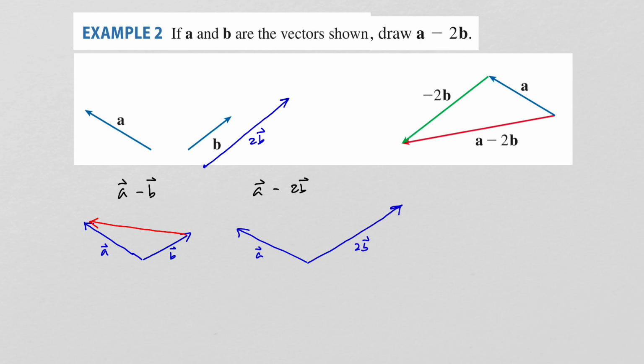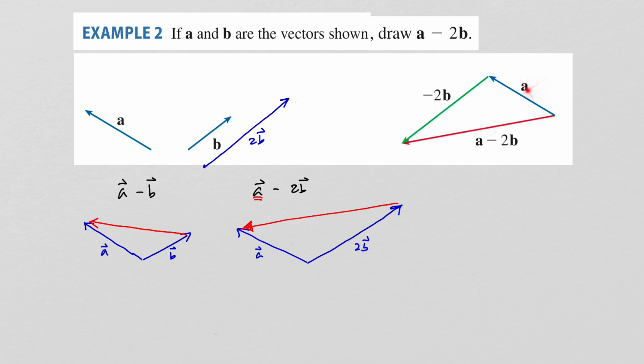And then a minus 2 times b would just be the connection of the ends of those vectors. And remember, it always points toward the first vector in the subtraction. Now, they show you a little bit different way of doing it here.